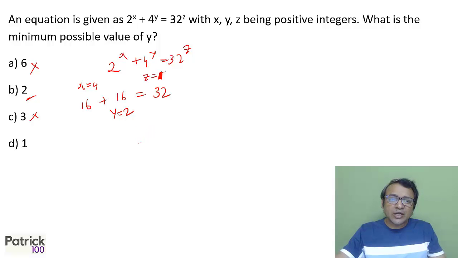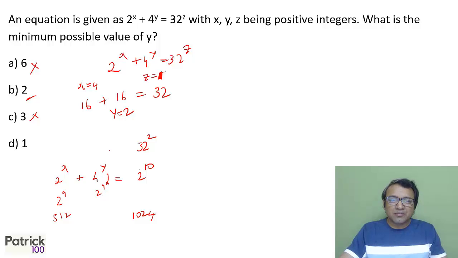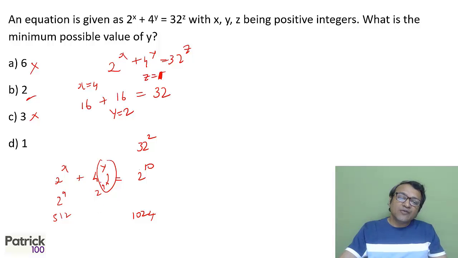Suppose instead of 1 I take z as 2. So 32 raised to 2, or you can say 2 raised to 10, is equal to 2 raised to x plus 4 raised to y. Now, even if I take 2 raised to 9 out here, 2 raised to 10 is 1024, 2 raised to 9 is 512. This also becomes 2 raised to 9. So 4 raised to y becomes 2 raised to 9, y becomes 4.5. But y is a positive integer, so not possible. I also realize that y cannot be less than 4.5 even if I take some other value. You can try taking some other value. You can check out, the minimum value for y will be option B, 2.